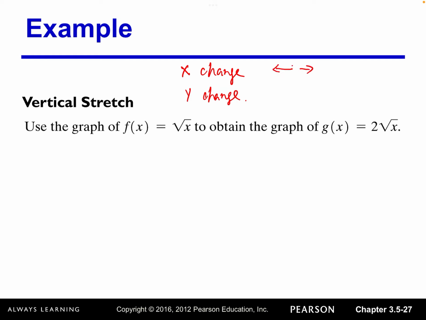If x changes, then the stretch or compress is in the horizontal direction. This is a stretch. It's like there's a string in your hands, and you pull your two hands away from each other, in the opposite direction. That is the stretch. Compress is like you squeeze the string to make it smaller.